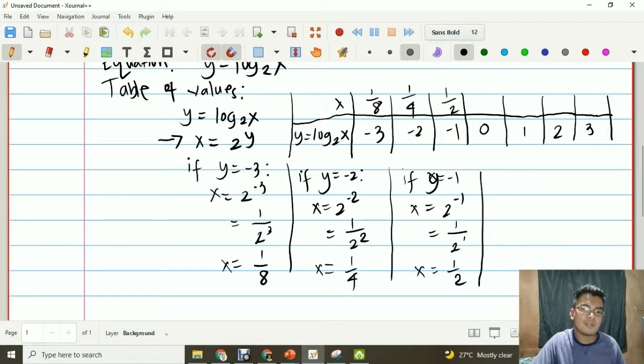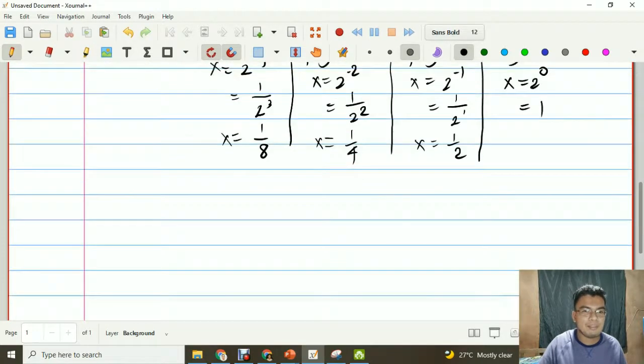If y is equal to 0, then we have x is equal to 2 raised to 0. We know that any number raised to 0, except 0, is automatically 1. So, if y is 0, then x is 1.